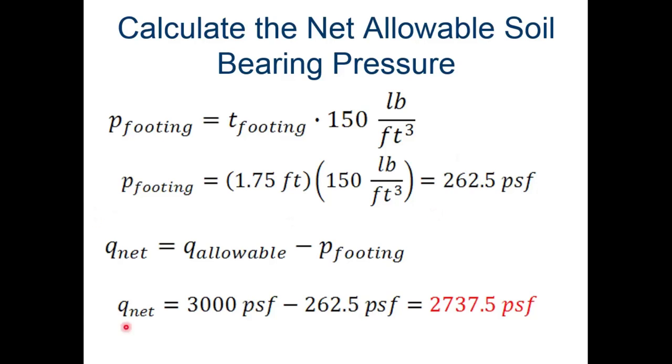Next thing I'd like you to write is this equation. Our Q net equals our Q allowable minus the load, or P, of our footing. But this number, this 3,000, I don't necessarily want you to write. This is going to be for your soil. So look at your soil data. Again, I'm looking at the same guided notes that you have.